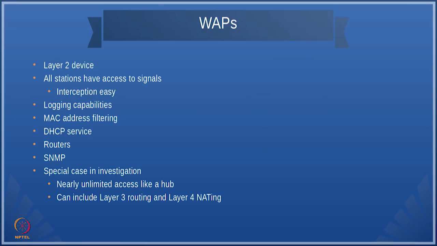These are stations to which users can connect, and if a hacker or a forensic analyst can get access to a wireless access point, then interception of data packets becomes very easy. It is a layer 2 device. Similar to the interception that we do for Ethernet, we can also do the interception for wireless LAN.